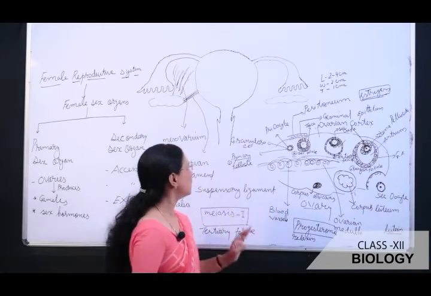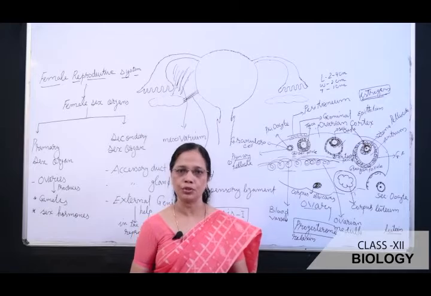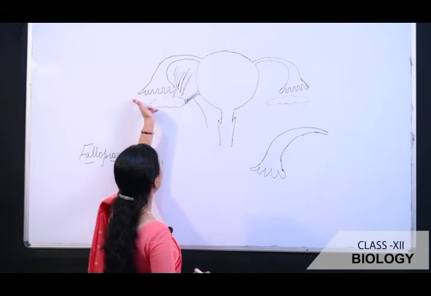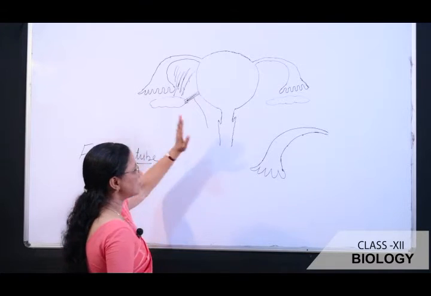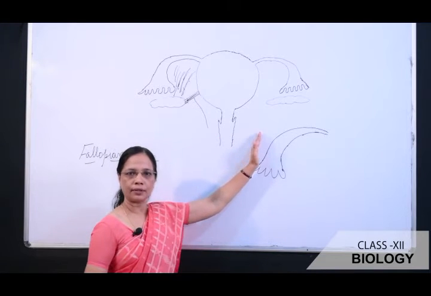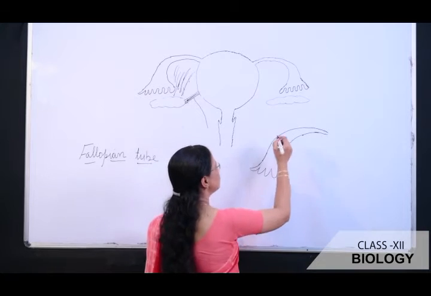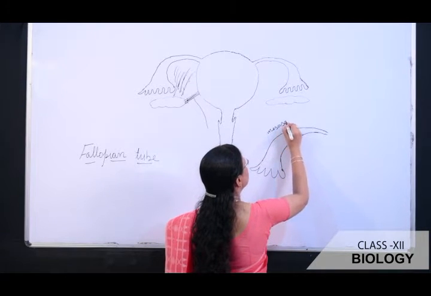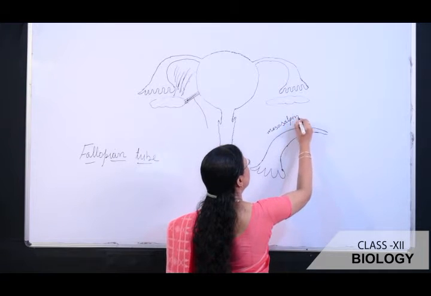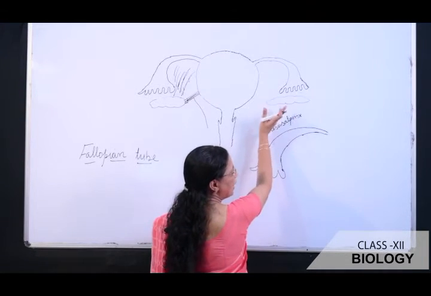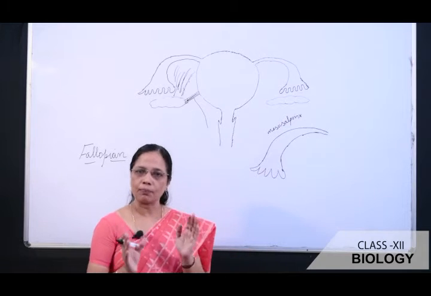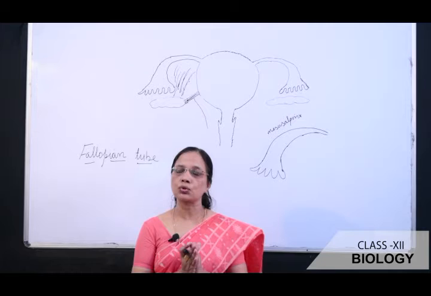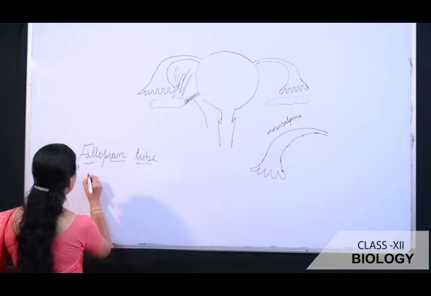Now the next structure is the fallopian tube. So this is the fallopian tube. This region is the fallopian tube. Now this fallopian tube is supported with a tissue which is called mesosalpinx. There is a mesosalpinx in this region which supports the fallopian tube. Fallopian tube is a muscular tissue.